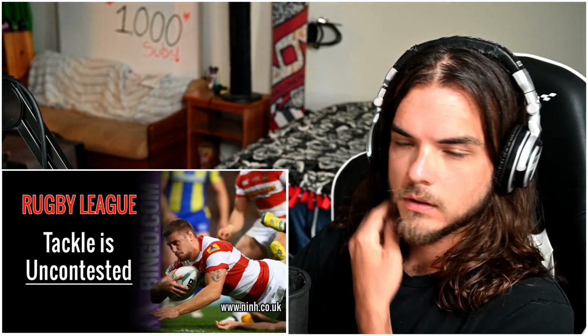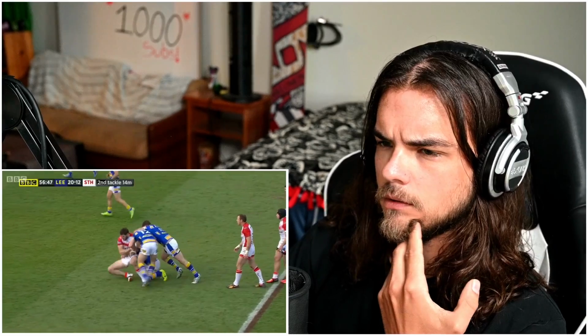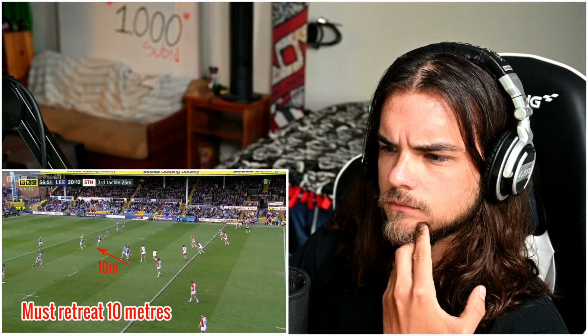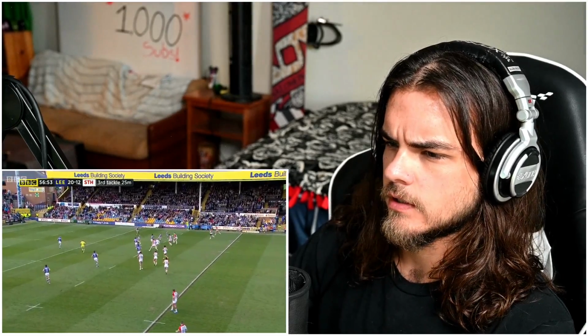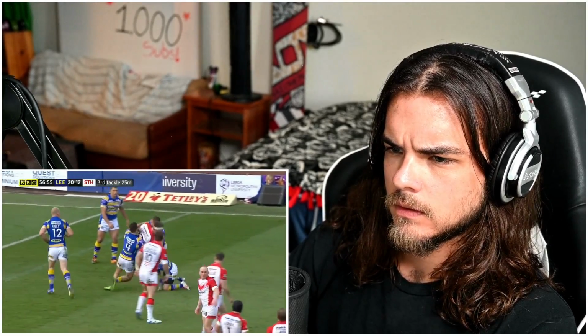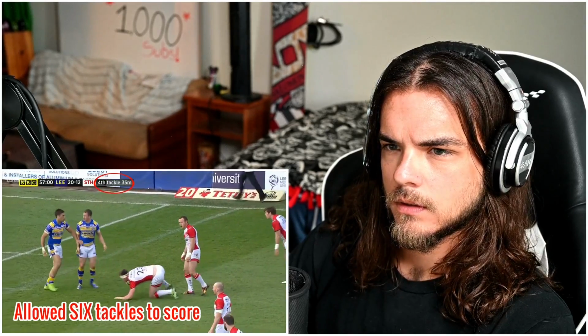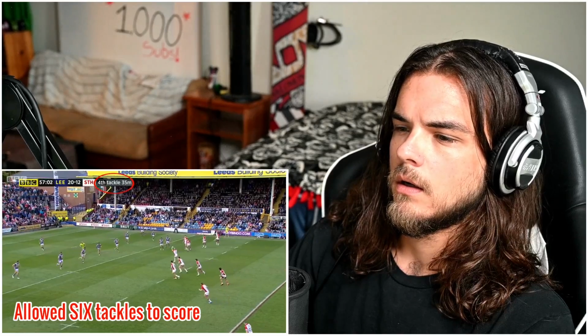In rugby league, however, the tackle is uncontested. After the ball carrier is tackled, the opponent must let go of him, and his team must retreat 10 metres. They must allow the ball carrier to kick the ball back to a teammate, and then they try and run forwards with the ball again. The team with the ball is allowed up to 6 tackles to score before the referee gives the ball to the other team so that they can have their 6 tackles.